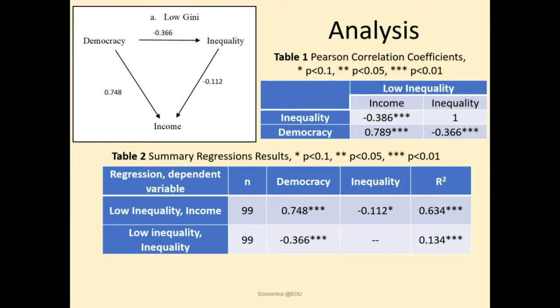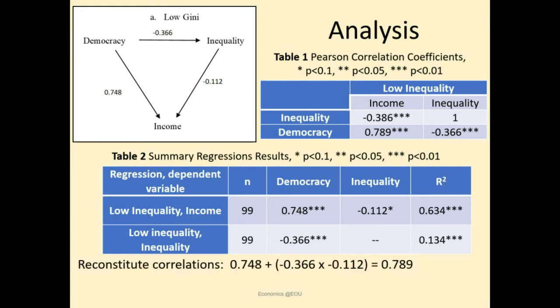And so we can use them, that 0.748, there it is. That's the path coefficient, democracy on income. 0.112, the inequality on income. And the link between these guys, 0.366. Okay, so that's just putting the data in and hitting the button. And who knows whether or not it bears any resemblance to reality.